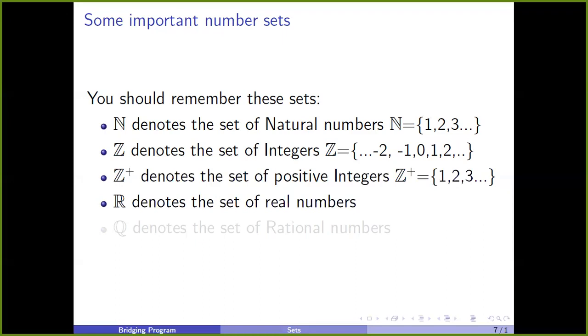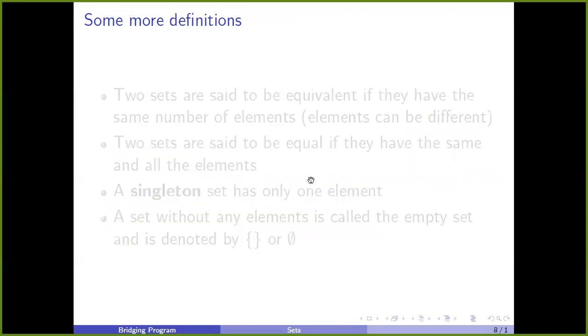But for now, all the numbers that you know, 1, 1.1, 1.111, are denoted by this capital R. And this Q denotes what are called rational numbers. Later on, I'll try to define what rational numbers are. But remember these ones: N means natural, Z means integers, R means real numbers, and Q means rational numbers. Rational numbers I'm going to define in a later slide. Okay, let's look at a few more definitions.